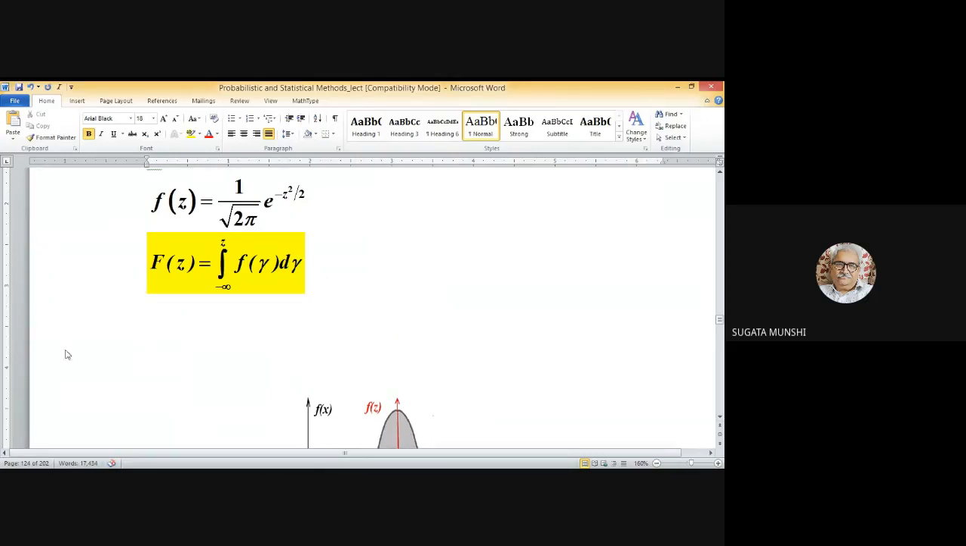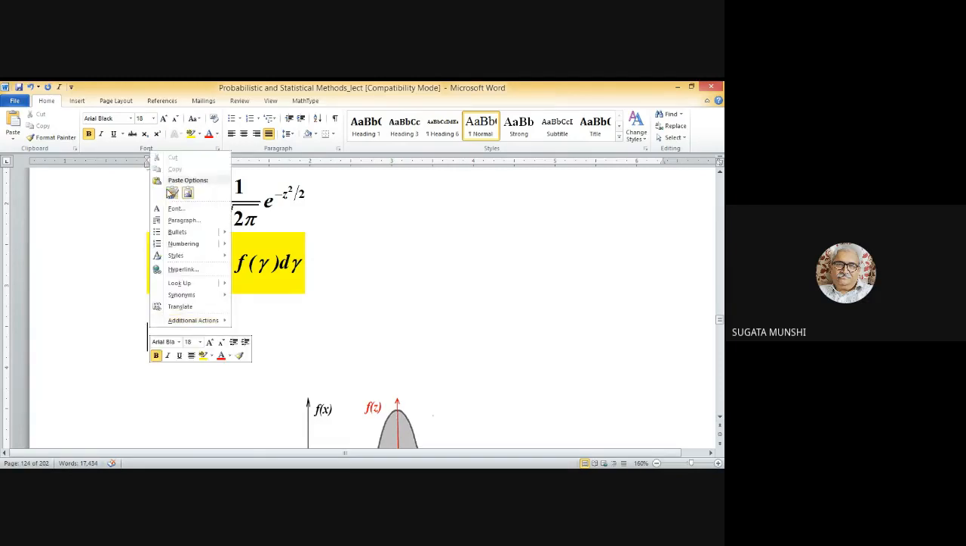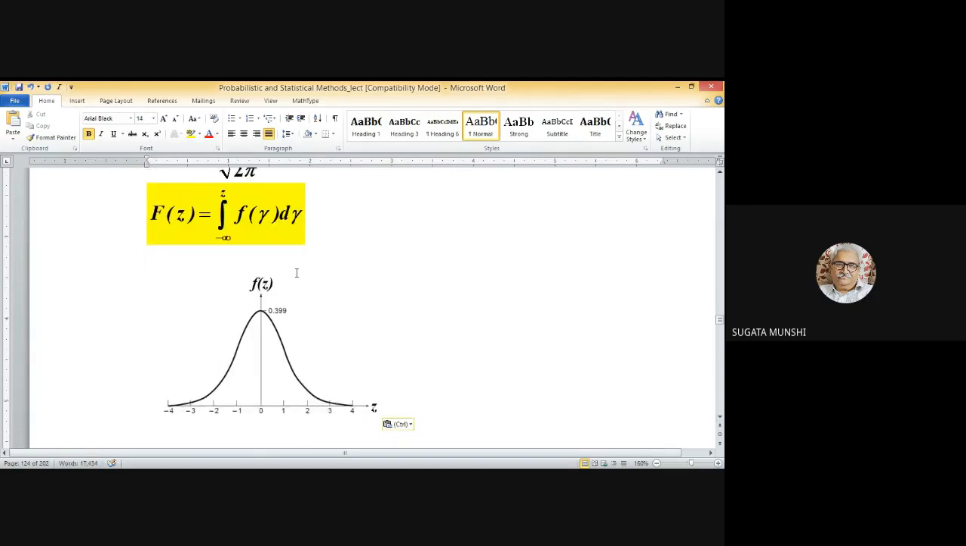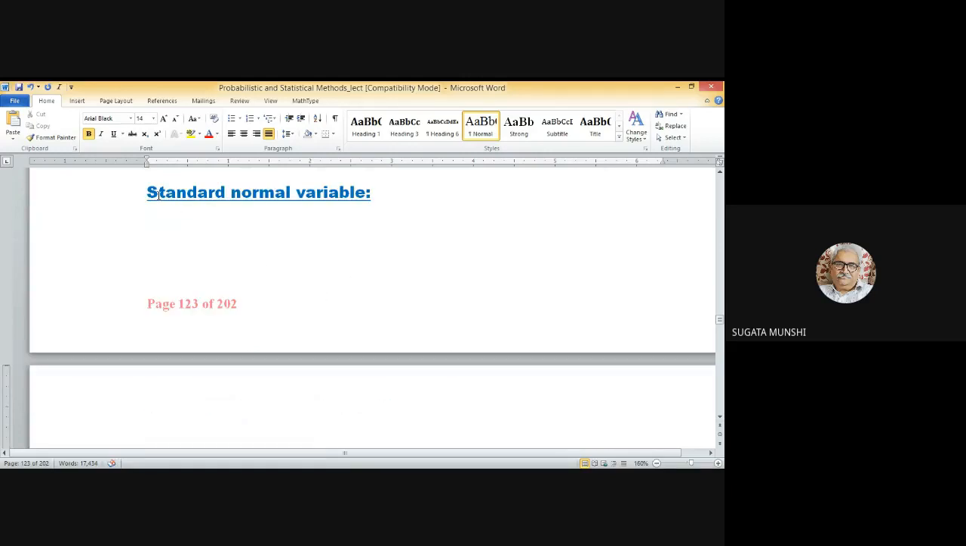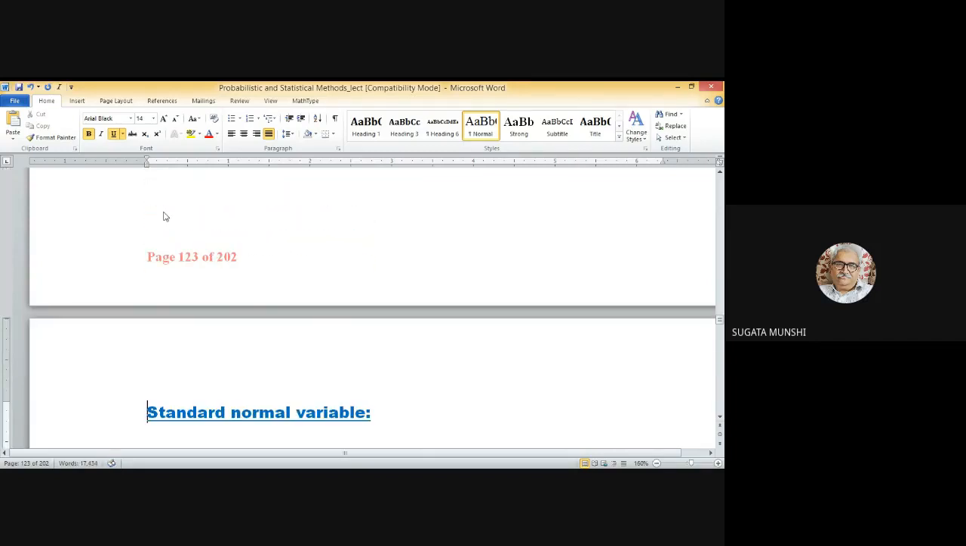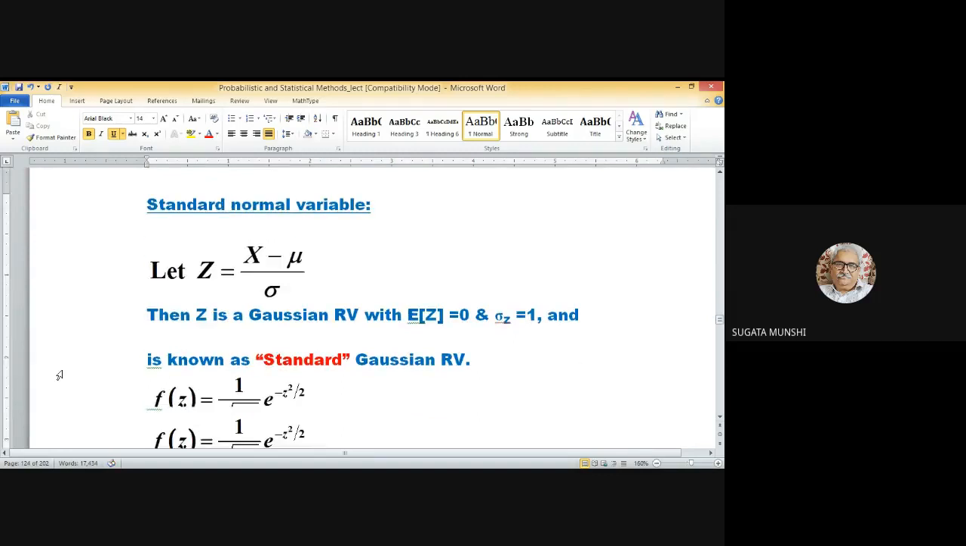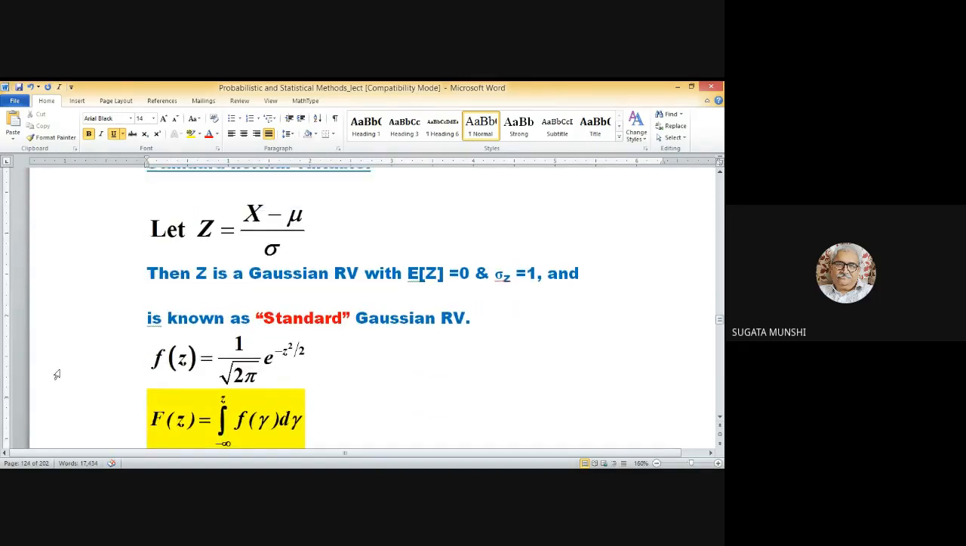First, I am introducing standard normal random variable. How? I am defining it in this way: standard normal random variable as z equal to x minus mu divided by sigma. So z is a Gaussian random variable with expectation of z equal to 0 and sigma z equal to 1. All right. So this is called a standard Gaussian random variable.